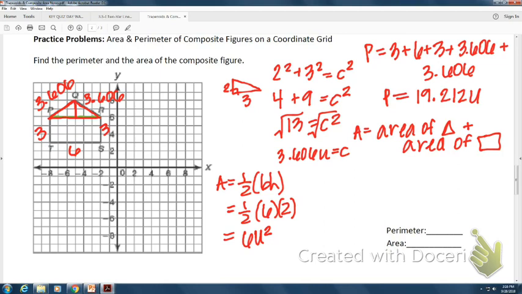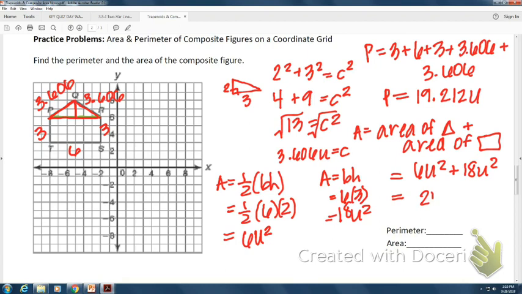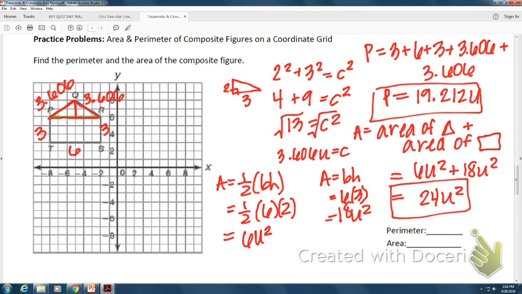Okay, how do we find area of a rectangle? Base times height. What's my base? 6. My height. So what is my area? 18 units squared. Awesome. Now we got to add them. Triangle plus a rectangle. What is my total area? 24 units squared. Awesome. And just like that, we're done. Questions on that composite figure? Okay. Next one.